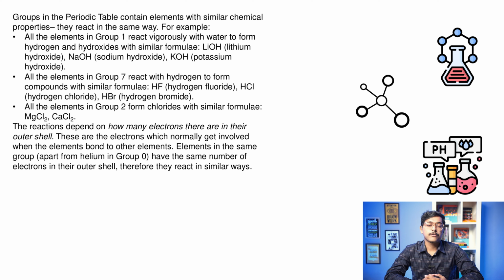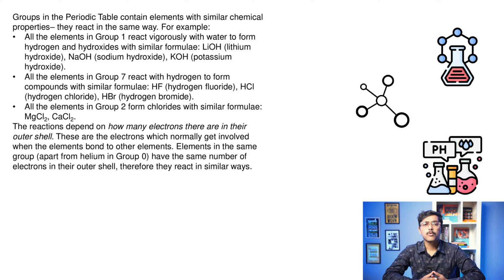All the elements in group 7 react with hydrogen to form compounds with similar formulae as well. For example, hydrogen fluoride with the formula HF, hydrogen chloride with the formula HCl, and hydrogen bromide with the formula HBr. All the elements in group 2 form chlorides with similar chemical formulae as well. For example, MgCl2, CaCl2, etc.